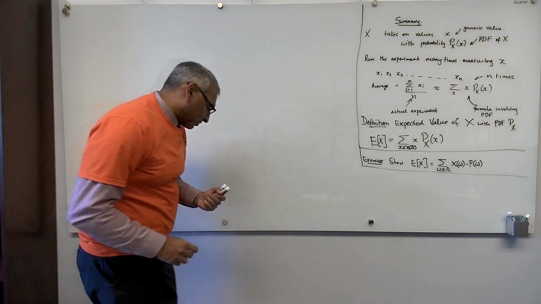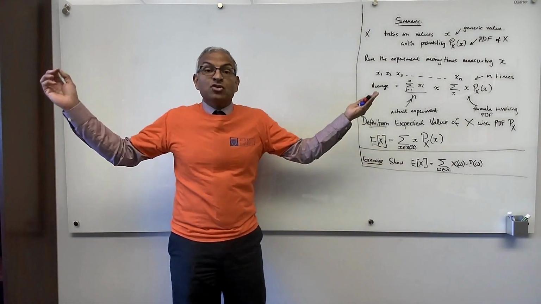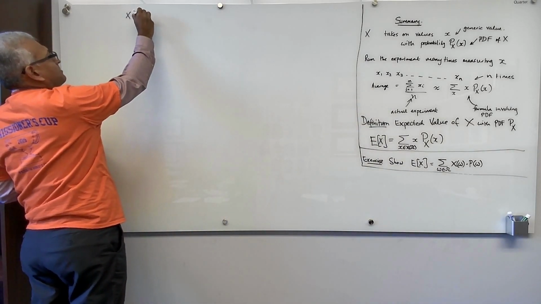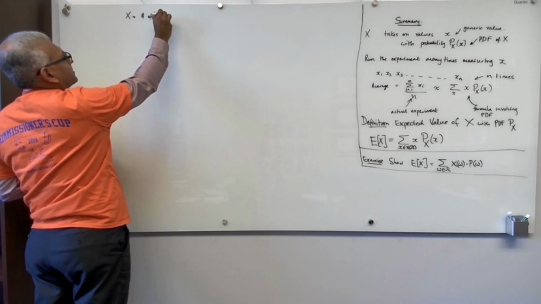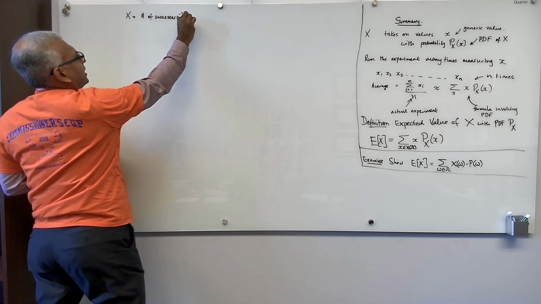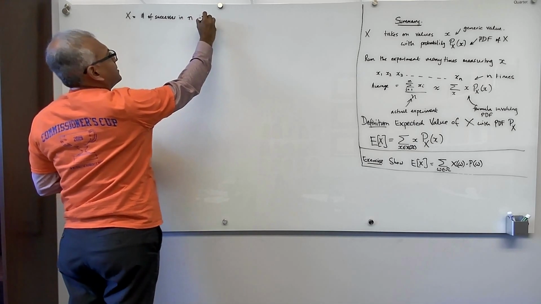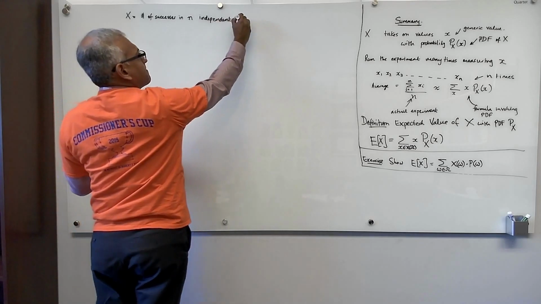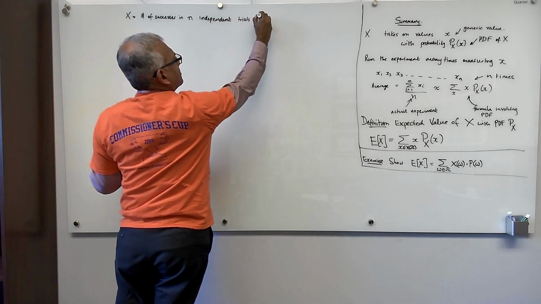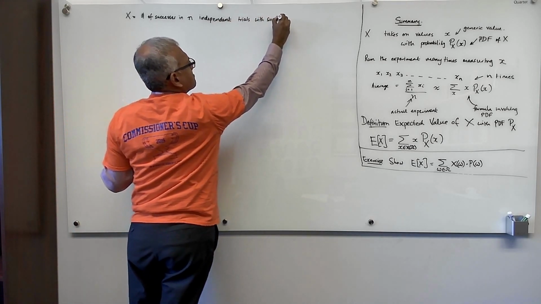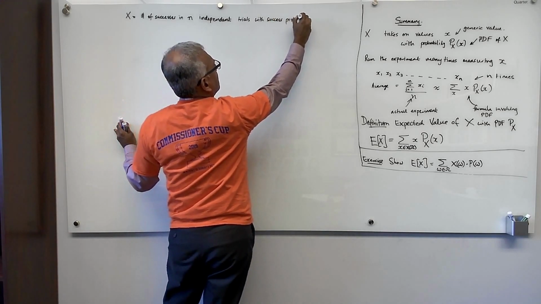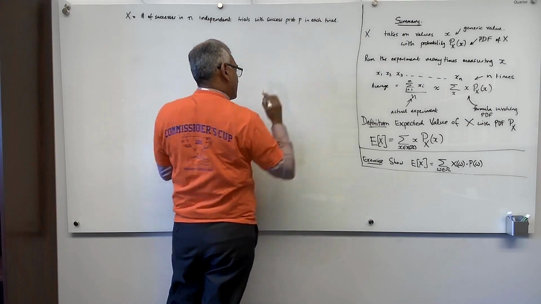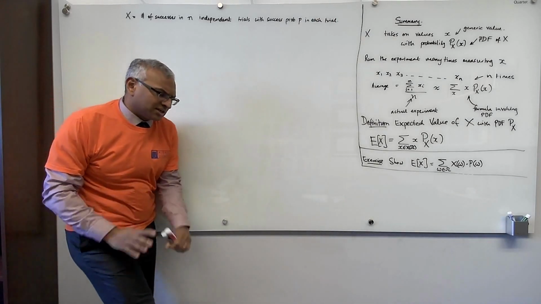Well, the binomial random variable, okay. And so this is a good opportunity to review what the heck that is. Okay, so remember, the binomial random variable x is the number of successes in n independent trials with success probability p in each trial. Okay, so very important random variable.